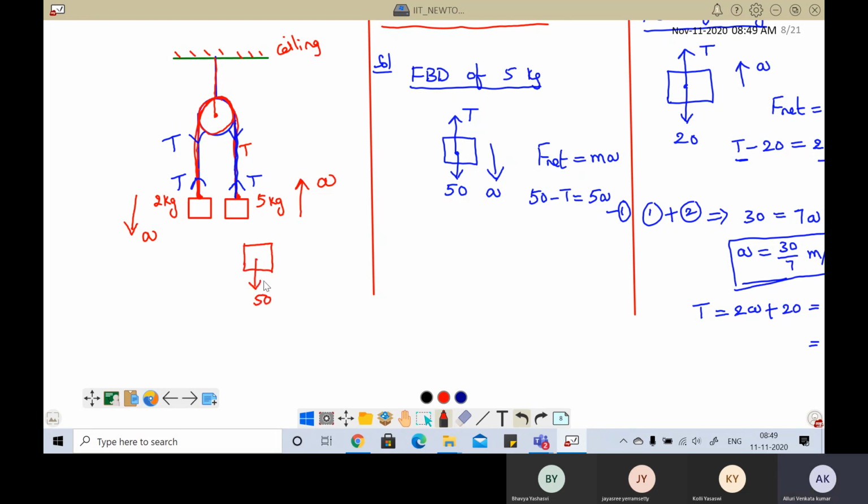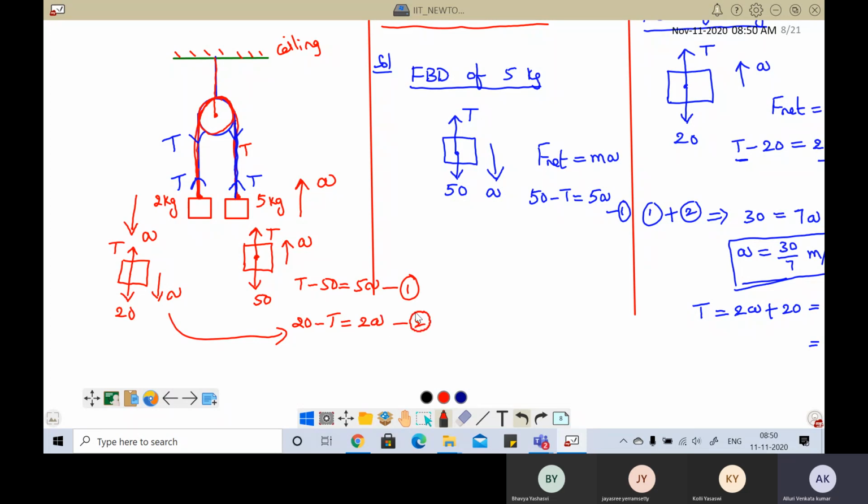This is 50. This is tension. This is upward acceleration. What is the equation? T minus 50 equals 5a. This is equation 1. And for this block, downward, it will be 20. 20 minus T equals 2a. Now let us add these two. T will get cancelled. 20 minus 50, minus 30, equals 7a, which implies a equals minus 30 by 7 meters per second squared.